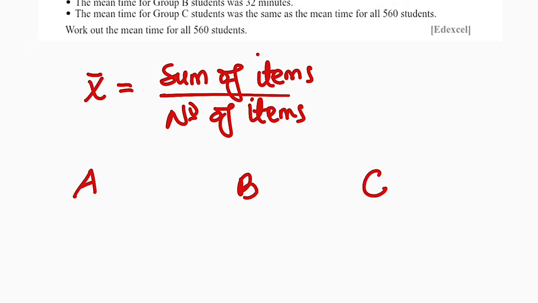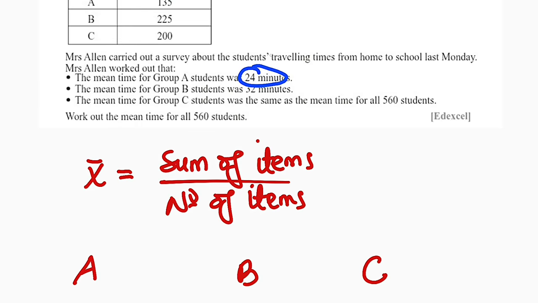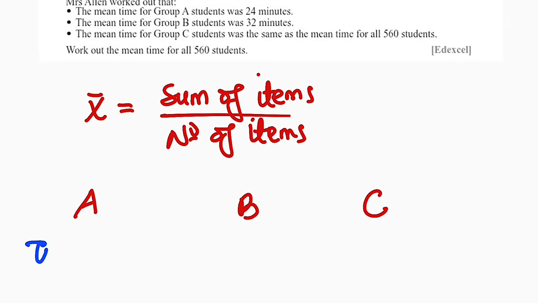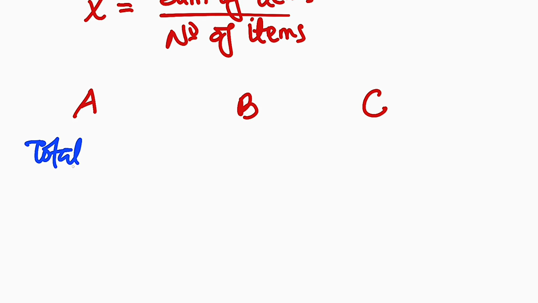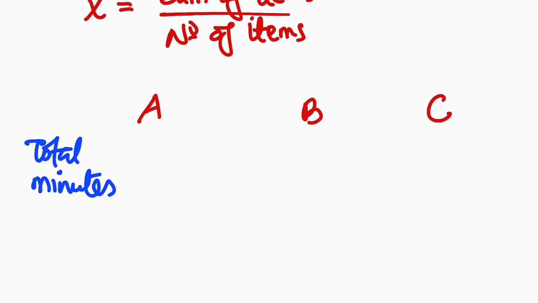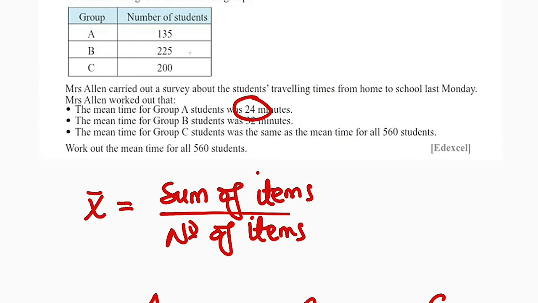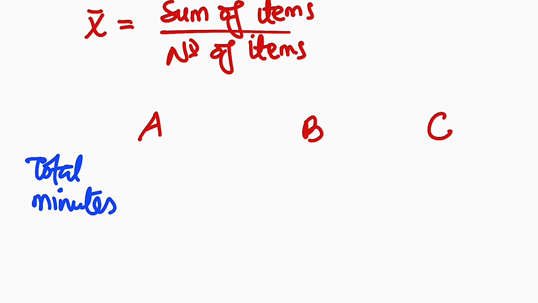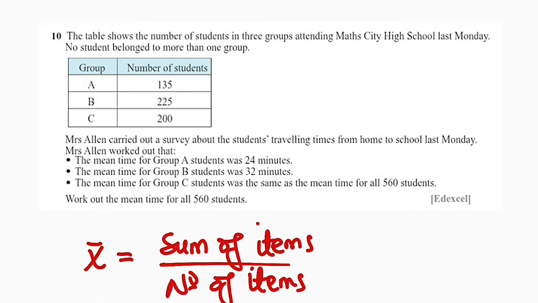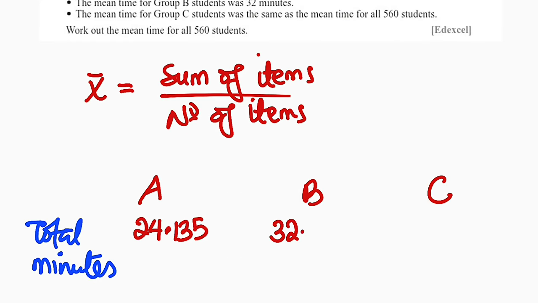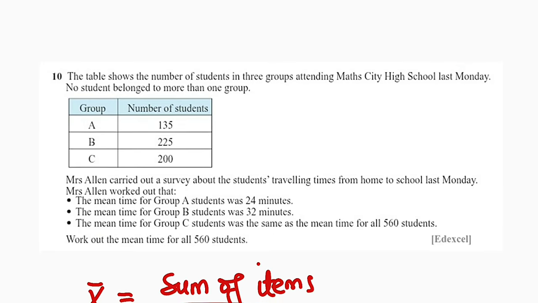The mean for Group A is what? 24 minutes. So if we want to get the total minutes, for Group A, it will be the mean multiplied by the number of students. So it will be 24 multiplied by 135. What about Group B? Group B, the mean is 32. So we have 32 here, multiplied by the number of students, which is 225.